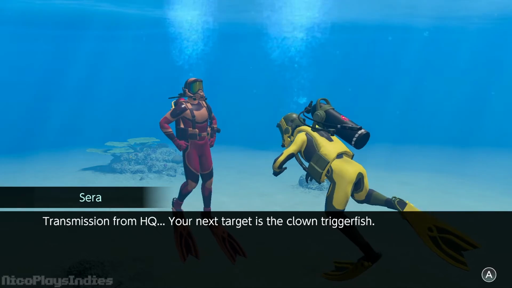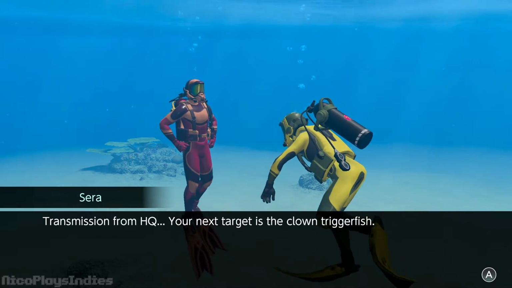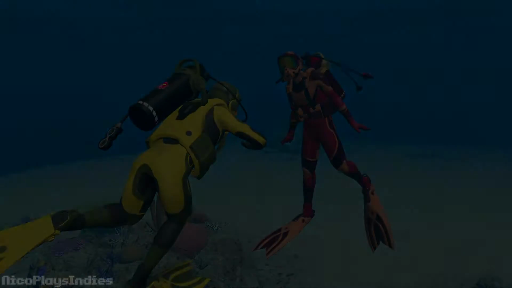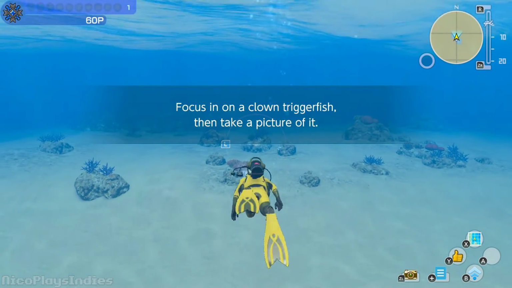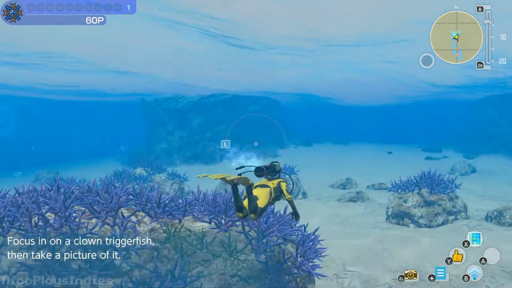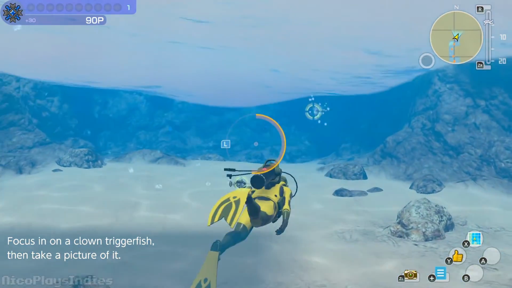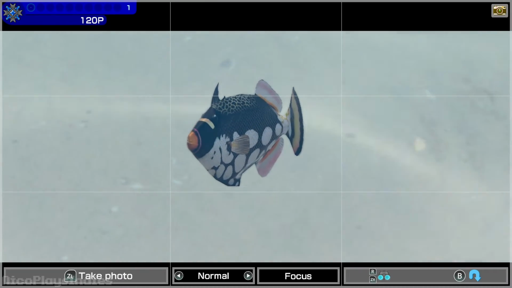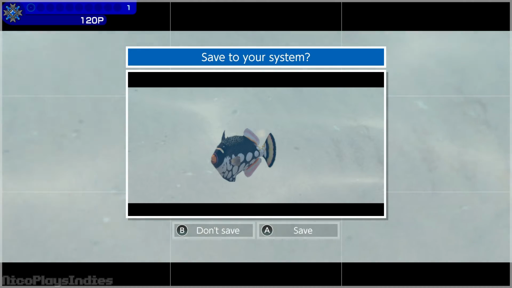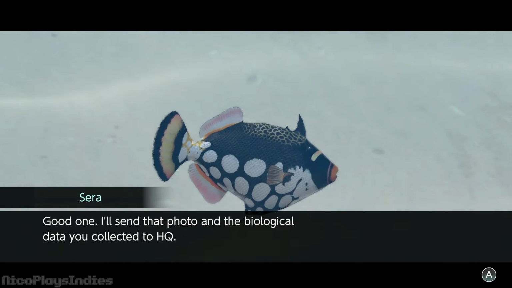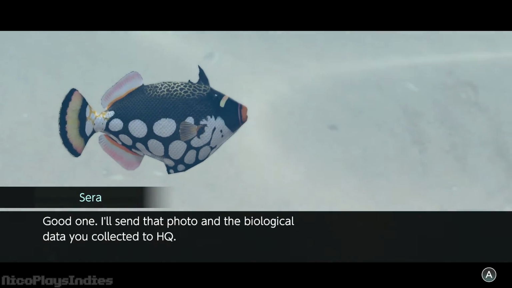Transmission from HQ. Your next target is the clown triggerfish. Good one. I'll send that photo and the biological data you collected to HQ.